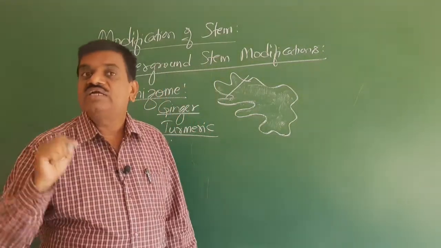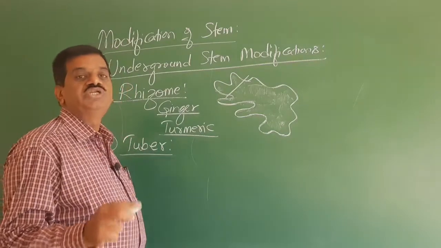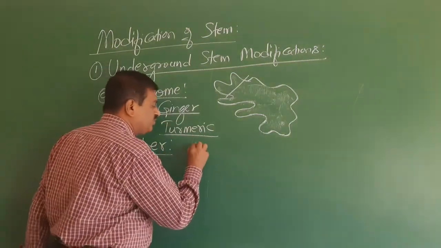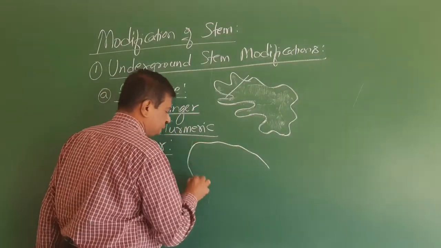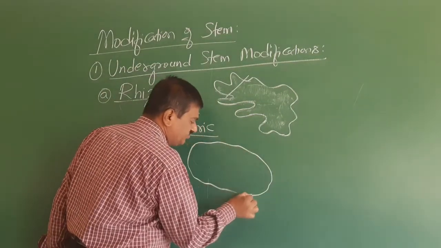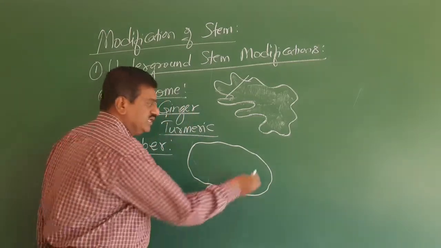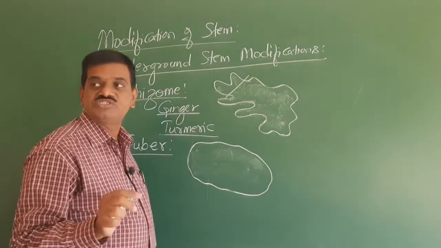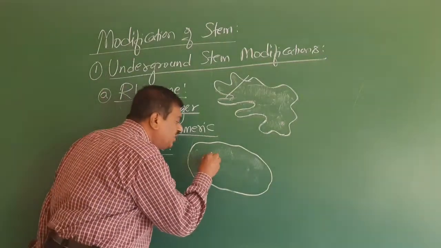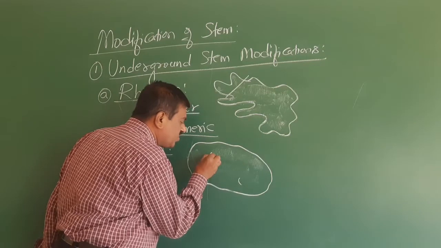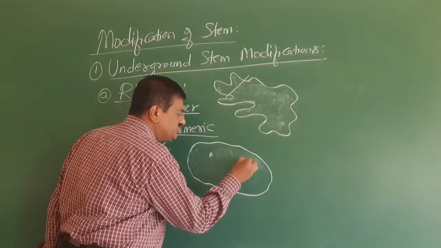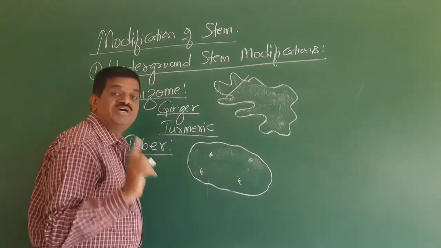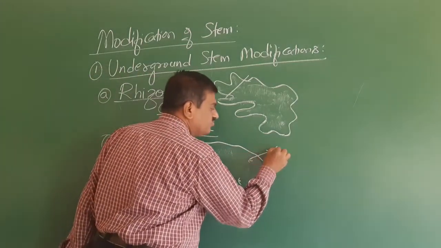So this is an underground stem. The stem is usually oval shaped, underground, covered by a browny scaly leaf, and has the presence of nodes and internodes. At the nodal region, there is a presence of axillary buds. These axillary buds are called eyes.